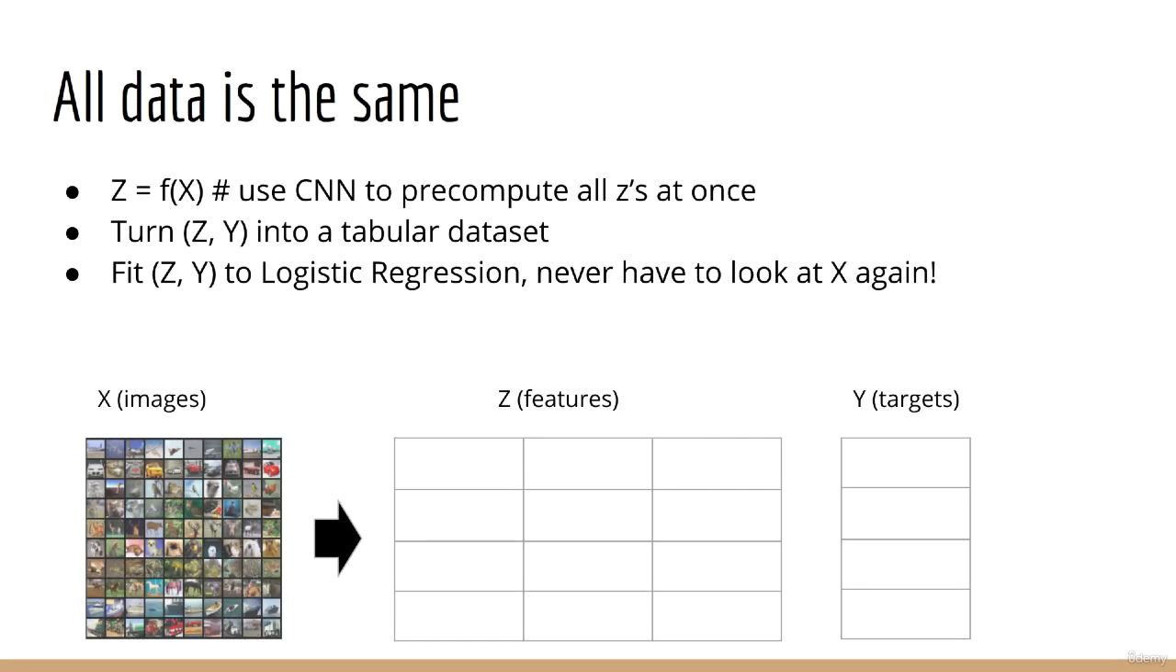So here's what I propose. Remember my rule, all data is the same. The idea is, before we even begin training, let's convert our image data into a tabular matrix of feature vectors z. Then, all we need to do is run logistic regression on z without ever looking at the VGG network again. By doing this, we can avoid having to pass our data through any pre-trained network, which can take a lot of time if it has a lot of parameters.